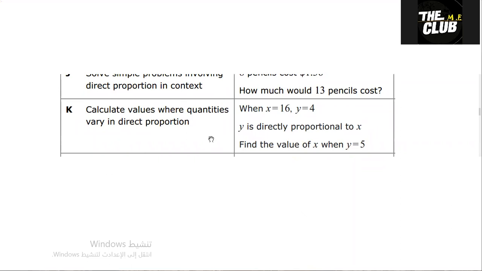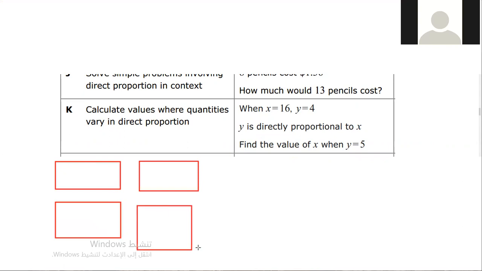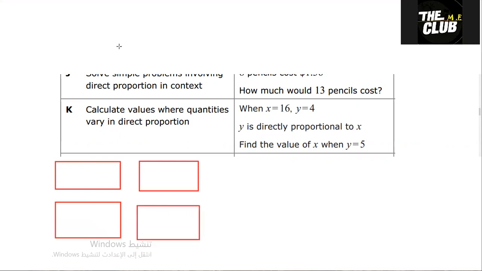With the x method, you put the x's over each other and the y's over each other, like this. Or you can use the direct proportion. It's up to you. The x method is faster than the equals k method. In direct proportion, you put x here and y here. x was 16, which means y is 4.